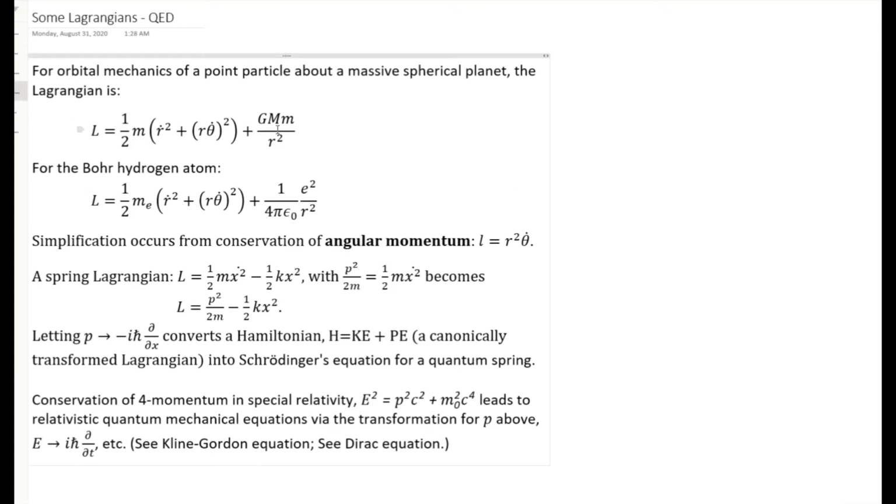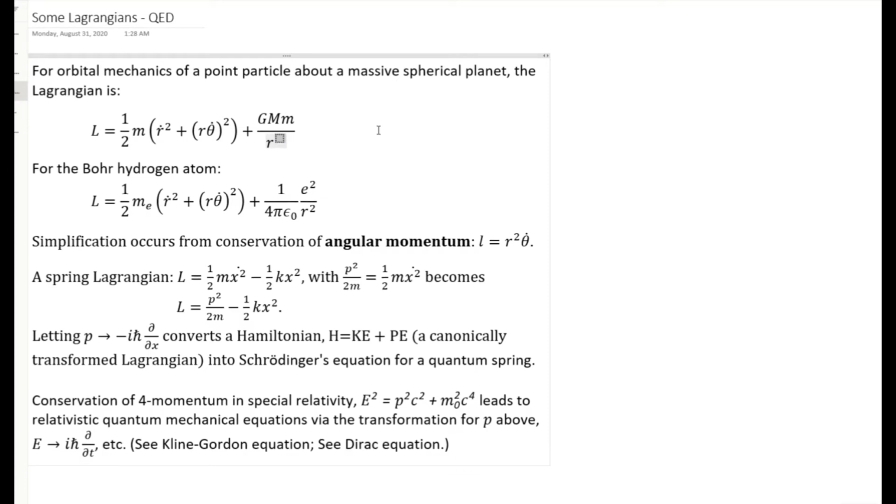And here's what I mean. Here's a Lagrangian for orbital mechanics, about a perfectly spherical planet, which I can replace by a point of mass capital M, and a little planet, a point mass of mass little m. It's 1/2 m times the radial velocity r dot squared plus the r theta dot, that whole thing squared, and then the gravitational potential energy. And I just noticed that should be r.